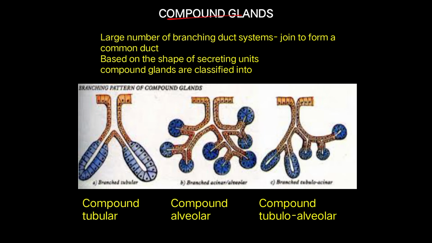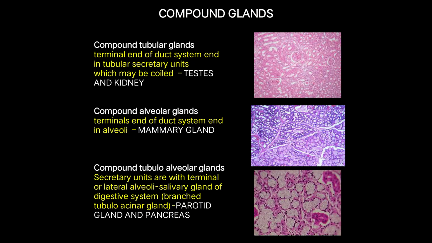Now compound glands. A large number of branching duct systems join to form a common duct, and based on the shape of the secretory unit, compound glands are classified into three types: compound tubular, compound alveolar and compound tubulo-alveolar. The compound tubular gland has the terminal end of the duct system ending in a tubular secretory unit which may be coiled, as in the testis and kidney. So in the kidney and testis the tubules are there, and we can call them compound tubular glands.